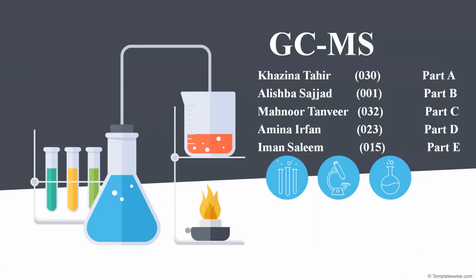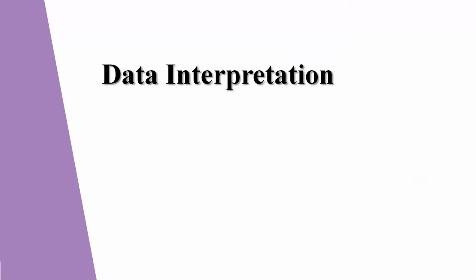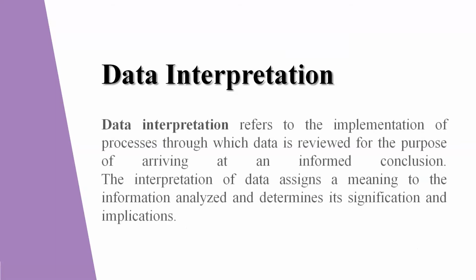My presentation topic is data interpretation of GCMS. My ID is 015. First of all, what is data interpretation? Data interpretation refers to the implementation of processes through which data is reviewed for the purpose of arriving at an informed conclusion. The interpretation of data assigns a meaning to the information analyzed and determines its signification and implication.